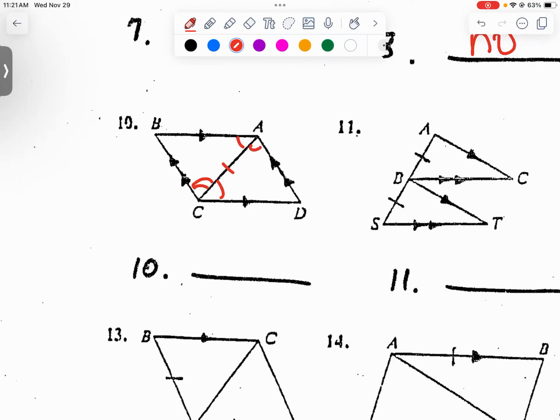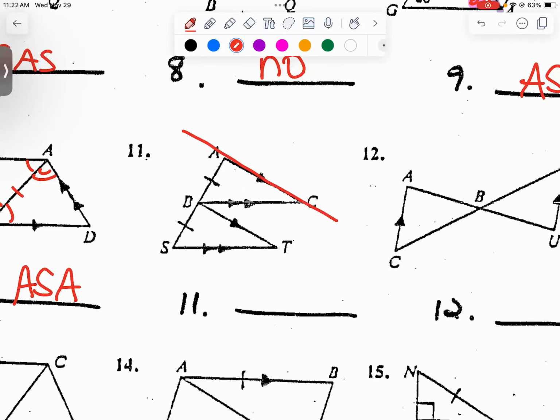Side angle side. Yeah, this is pretty much the same thing we did in our warm-up, right? It's just hard to see that those are parallel. They look like little tick marks. Okay. In number 11, these two are parallel lines, right? Yeah. Okay, so perfect. With our transversal, we have corresponding angles.